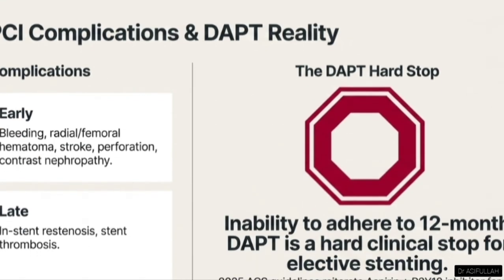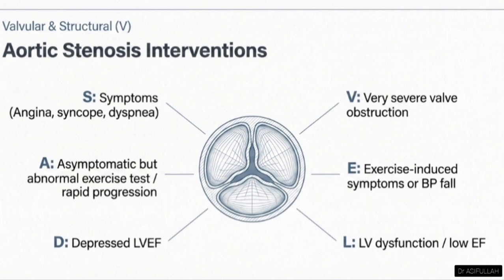Early PCI complications include bleeding, hematoma, stroke, perforation of the coronary, contrast, and nephropathy. And late complications are in-stent stenosis and stent thrombosis. The DAPT hard stop: inability to adhere to 12-month DAPT is a hard clinical stop for elective stenting.